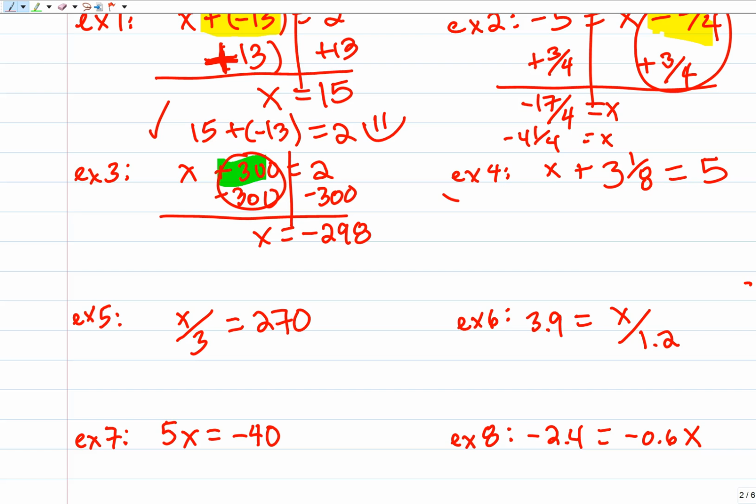How would you do x plus 3 1/8 minus the what? Now here's my problem. I know that's going to zero out. I know I'm going to have x equals. But I can't just do 5 minus 3 1/8. But I remember I told you when we did fractions a long time ago, we need to know how to turn those mixed numbers into fractions, improper fractions specifically, right?